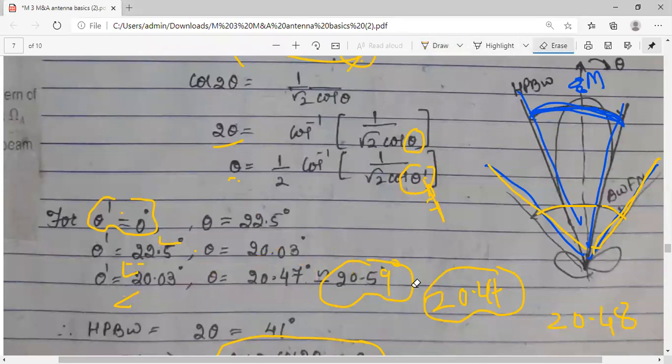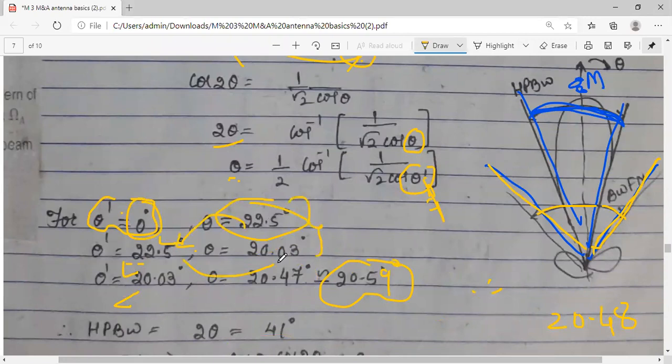So check the difference. How did we start? We started with the value 0, we got 22.5. Taking this 22.5, we got 20.3. So there is a very big gap between 22 and 20. Then again taking this as the input, we got 20.47, a little gap in between. 20.03, 20.47. Then the next value you got 20.59, I guess. Not 47, you got 59. From 20.59, you got 20.48. So as you keep substituting angles, the difference keeps decreasing. Yeah, 20.9? I don't think you will get 20.9.